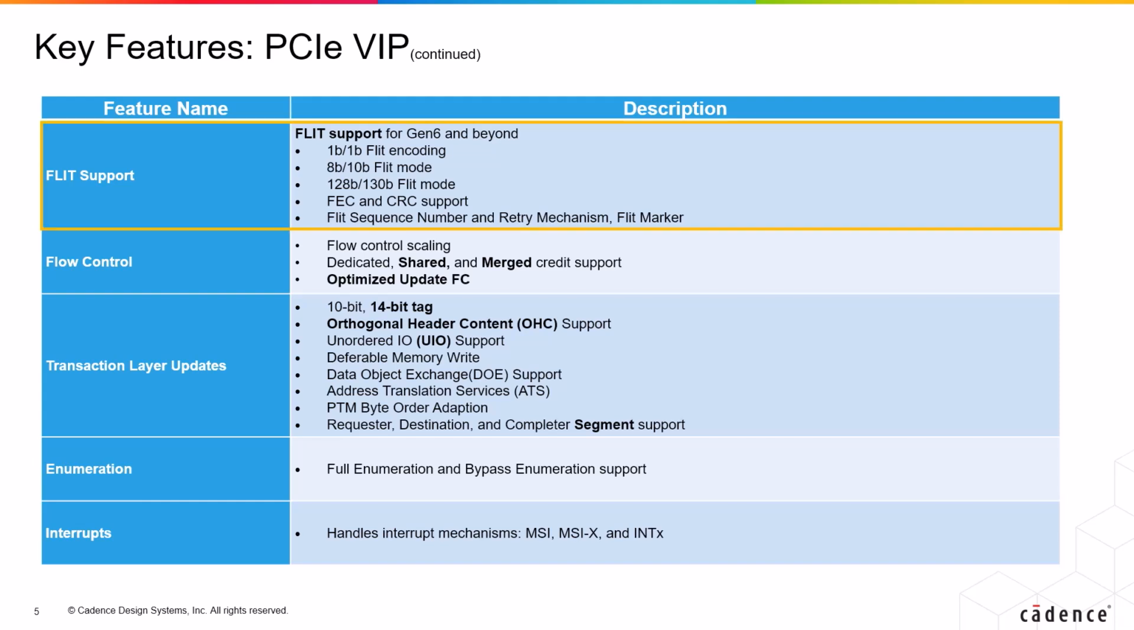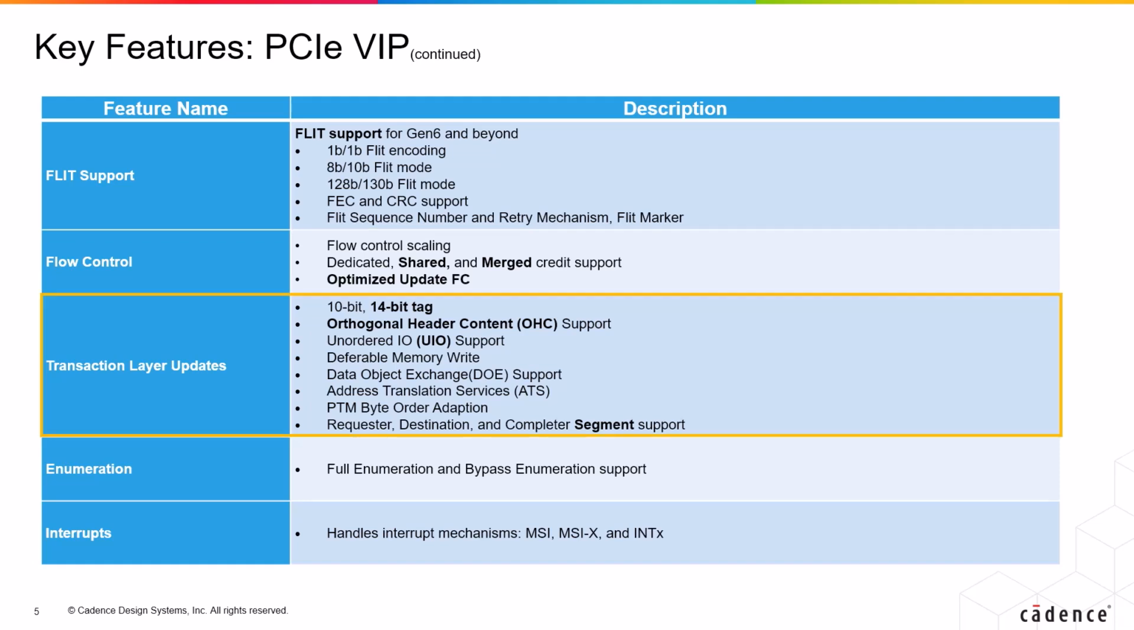The VIP supports various FLIT formats and associated features for Gen 6 and beyond. These are 1b/1b FLIT encoding, 8b/10b FLIT mode, 128b/130b FLIT mode, FEC, CRC, FLIT sequence number, retry mechanism, and FLIT marker. It supports flow control scaling, dedicated, shared and merged credit, and optimized update FC as well.